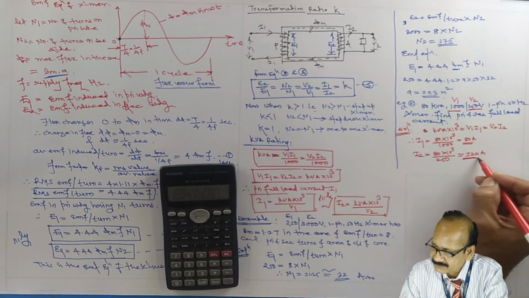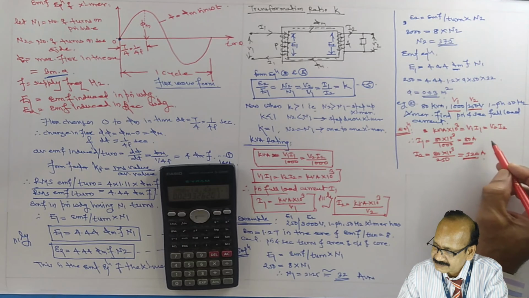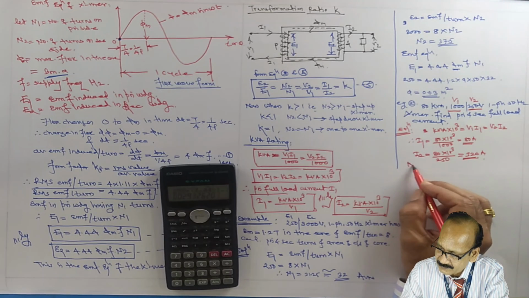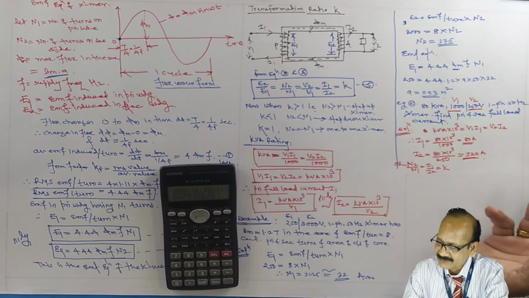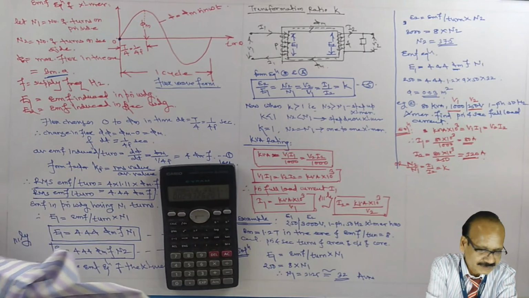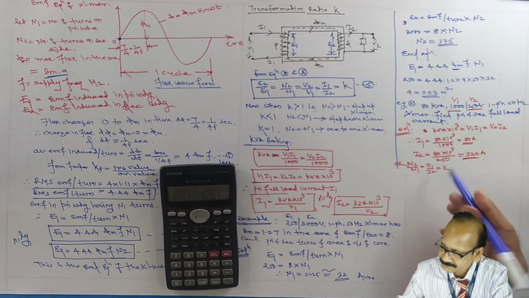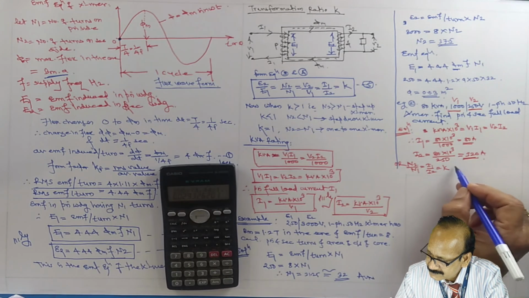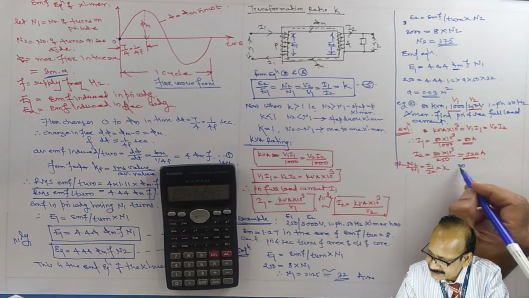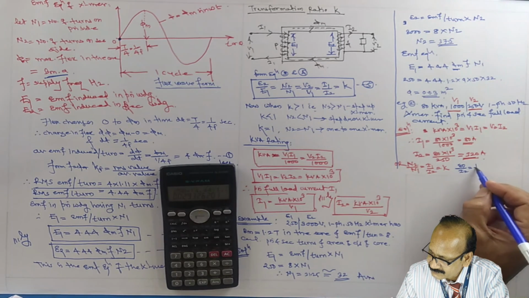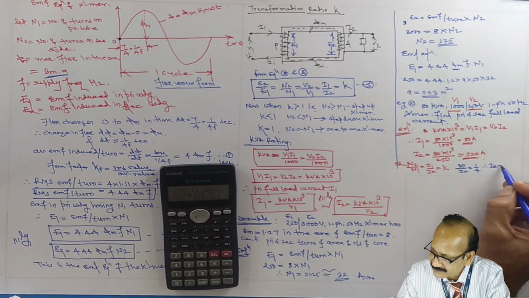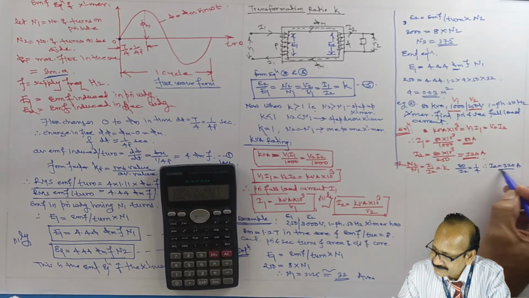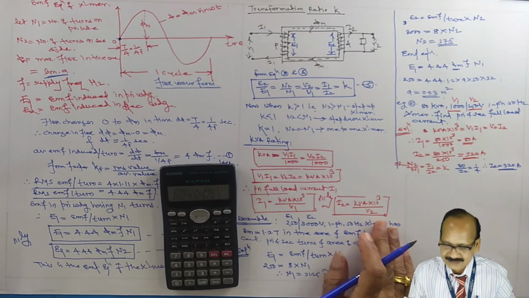320 ampere. Because N2 upon N1 equals I1 upon I2 equals K, and what is K in this case? 1 by 4. So K is 1 by 4. I1 is 80 divided by I2 equals 1 by 4. Therefore I2 equals 320 ampere. So by various means we can find out the answer.